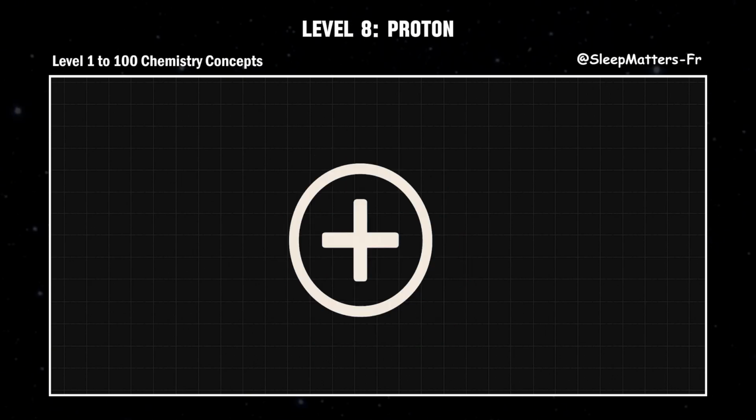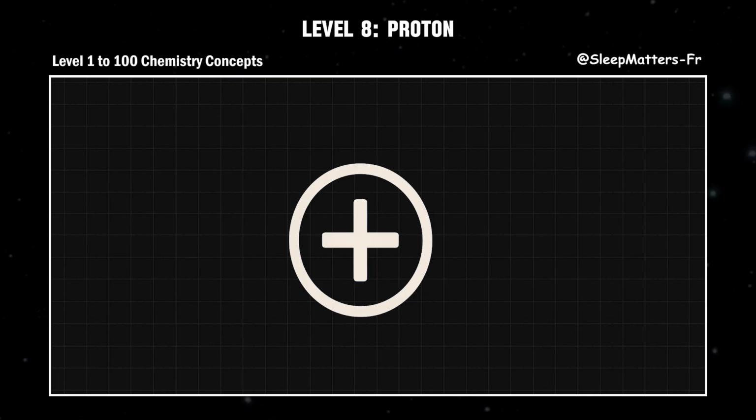Level 8. Proton. What decides who you are? Is it your name, your choices, or something even smaller? In the world of atoms, identity comes from protons. A proton is a tiny particle with a positive charge, hidden in the center of an atom's nucleus. The number of protons in an atom is what makes it unique. One proton means hydrogen, the fuel of stars. 2 protons mean helium, a gas that lights up the universe. 8 protons mean oxygen, the breath of life.